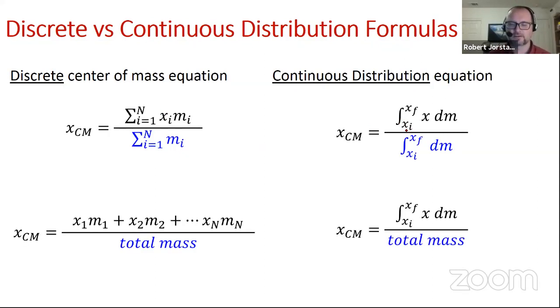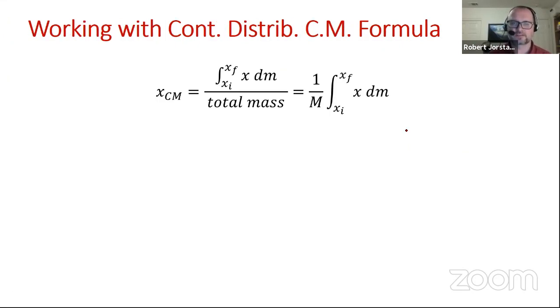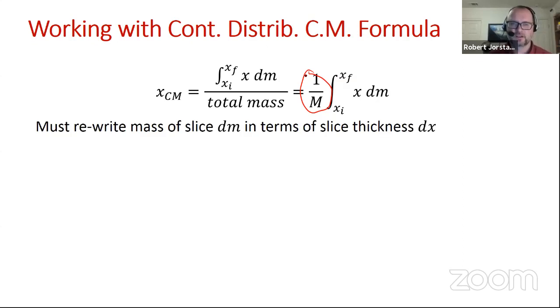Another way to write that, you could use total mass instead. If we want to work with this, let's see our formula again. Oftentimes, people just pop out that 1 over total mass in this way. So capital M represents total mass. To work with it, we've got to get this dm into a dx somehow so you can do an integral.